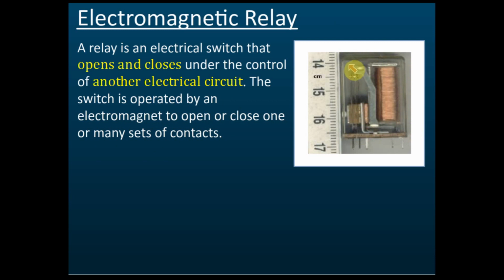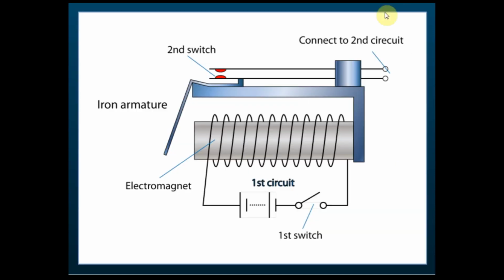And from here you can see that the length is about 2.5 to 3 cm. Okay, and then you can see that there's an electromagnet here. There is an input and output here. Okay, the switch is here. Okay, I'm going to explain to you how it works. Okay, so this is the illustration of an electromagnetic relay.